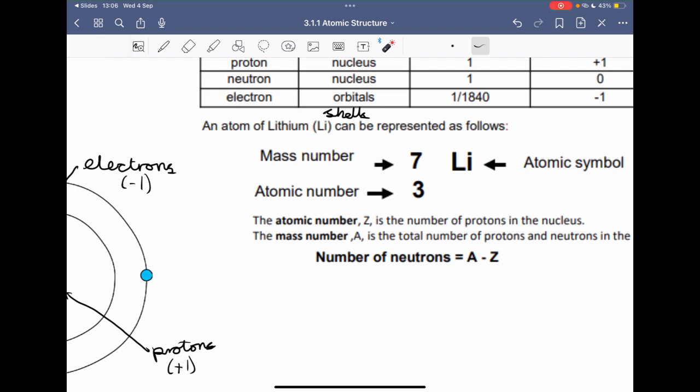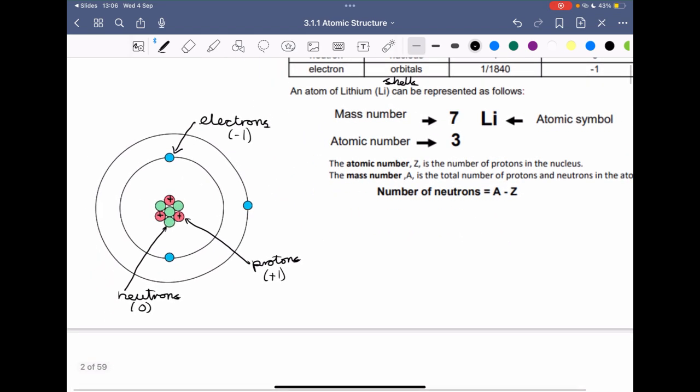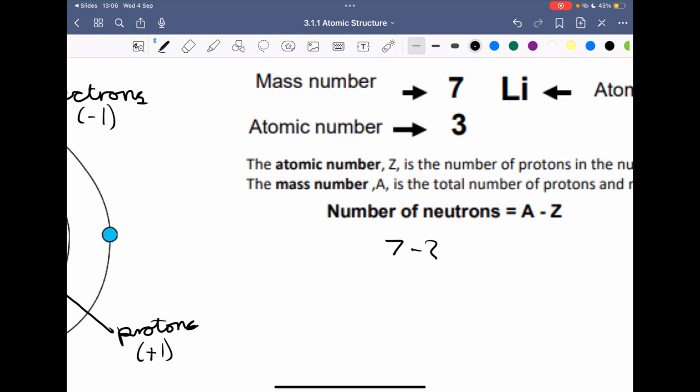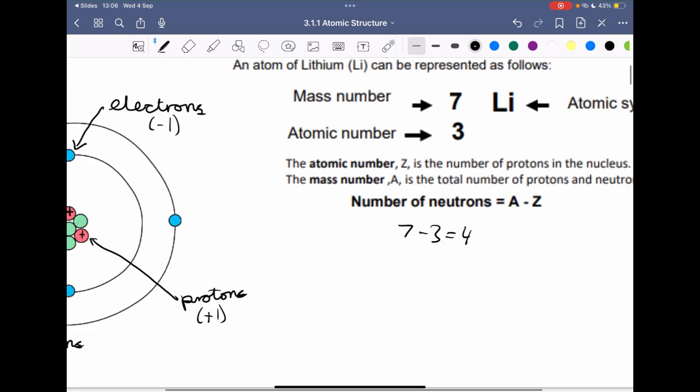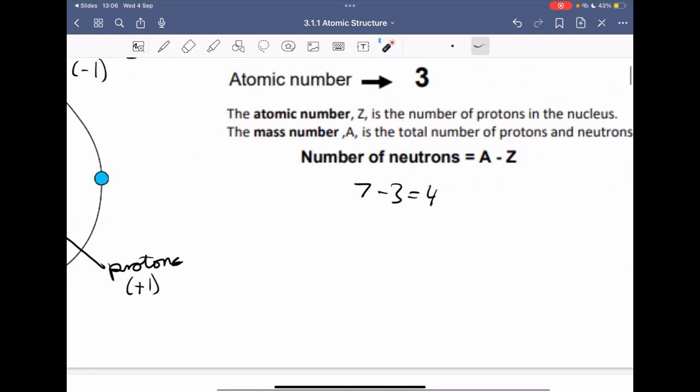Your atomic number is the number of protons you have in the atom, and then your mass number is the number of protons plus your number of neutrons. So if you're trying to work out the number of neutrons, you just do the big number minus the small number. So in this case 7 minus 3, and then we get 4. And if we look at our diagram here, we can see that we have 4 of the green particles, so we have 4 neutrons. So it lines up with what we worked out here.